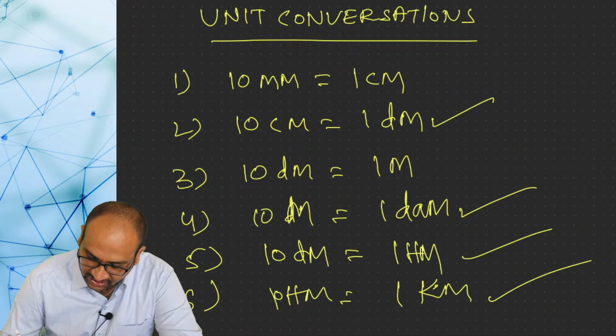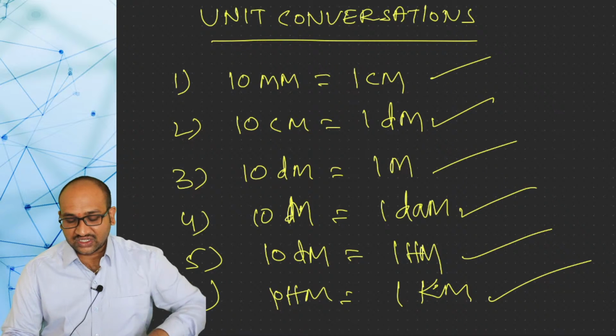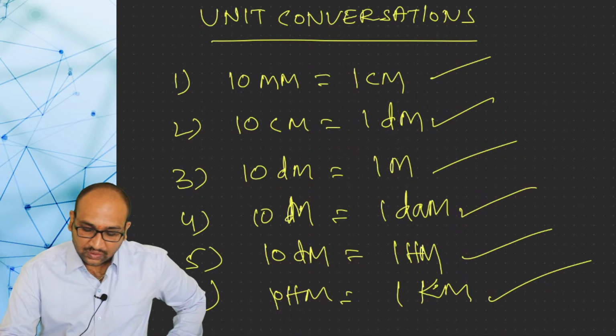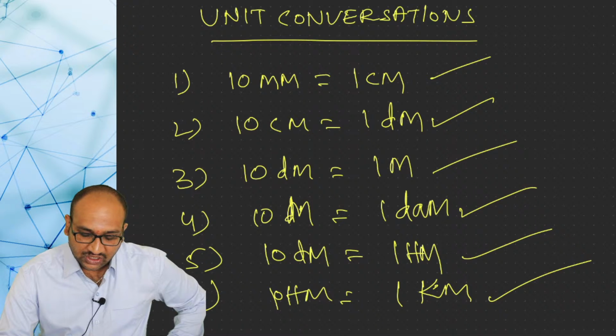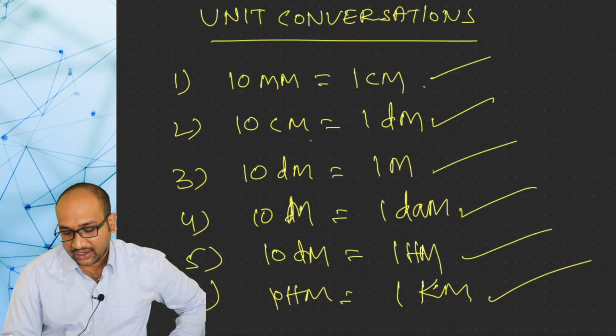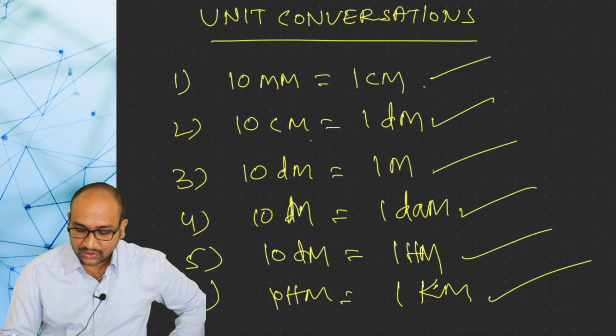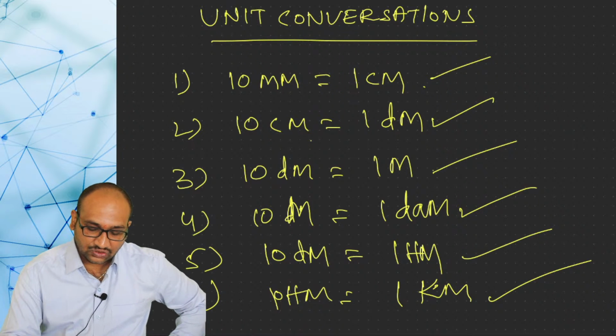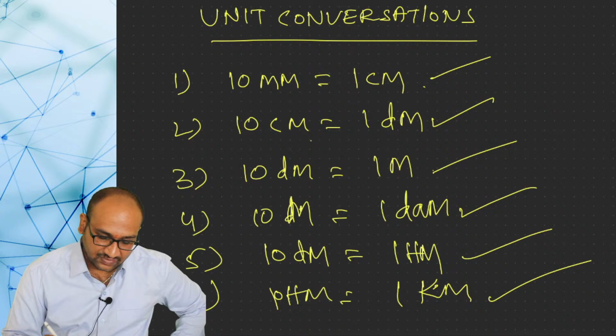These unit conversions are very important before going to construct any type of scale, either plane, diagonal or vernier. So 10 mm is equal to 1 centimeter, 10 centimeter is equal to 1 decimeter, 10 decimeter is equal to 1 meter, 10 meter is equal to 1 decameter, 10 decameter is equal to 1 hectometer, and 10 hectometer is equal to 1 kilometer. So before constructing any scales, we should remember all these unit conversions.